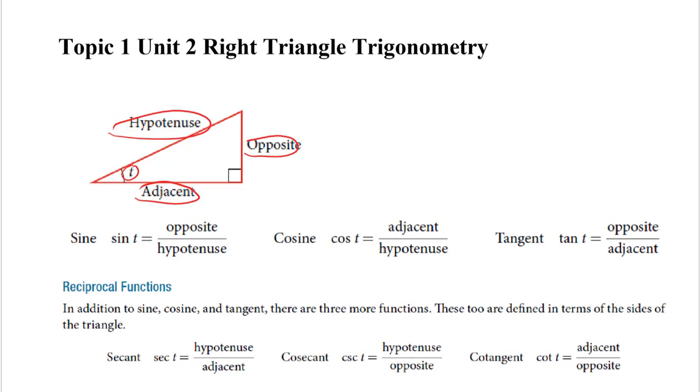Now you've probably already learned about the three trigonometric ratios, sine, cosine, and tangent, and you might have learned the helpful mnemonic SOH CAH TOA. This helps us keep them straight. So SOH means that sine is equal to opposite over hypotenuse. Cosine, CAH, is adjacent over hypotenuse, and tangent, TOA, is opposite over adjacent. So these are just the ratios of two of the sides in a right triangle.